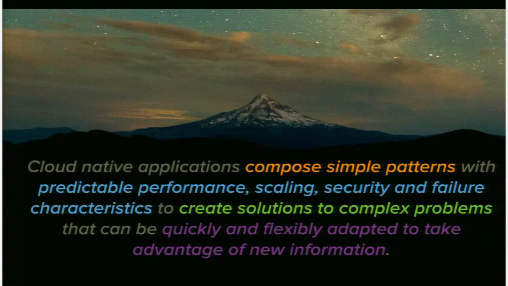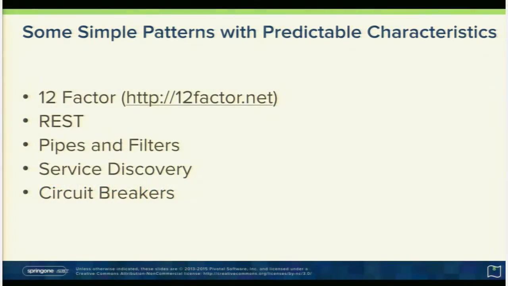When we say simple patterns, what do we mean? Here are some simple patterns that happen to have fairly predictable characteristics associated with them. We know that when we follow these things, we start to get similar results. The first of those is 12-factor. I'm not going to delve into 12-factor; there's a whole talk on it. We talked about it a little bit last night, but these are 12 principles of design that, if you follow them in your applications, behave very well in cloud environments.